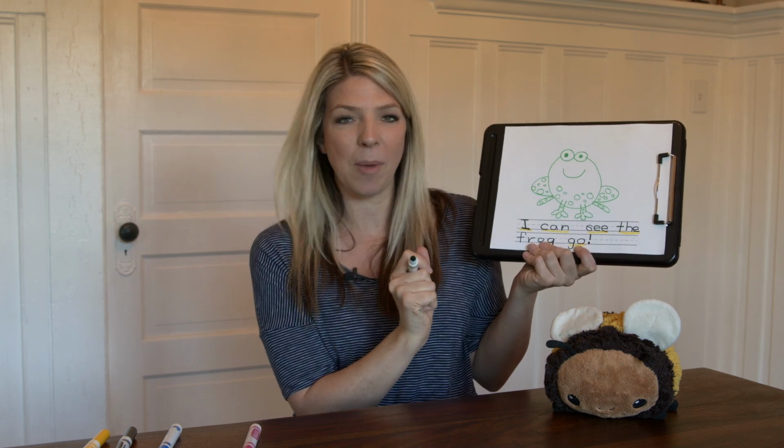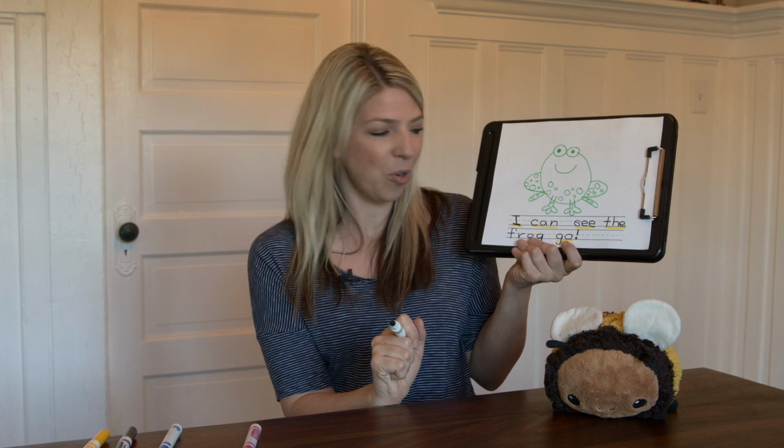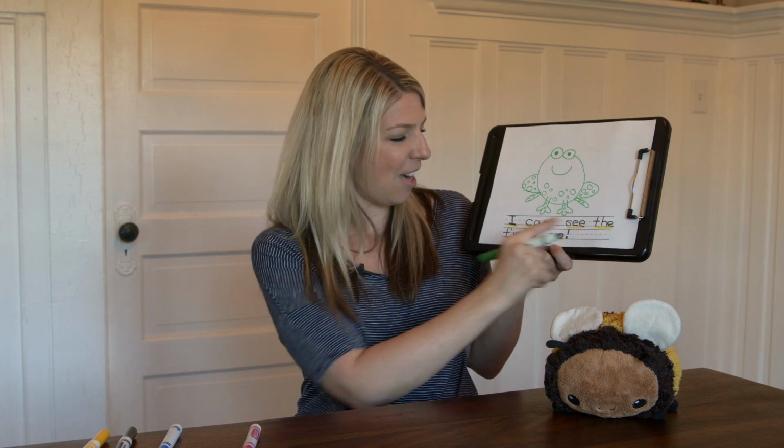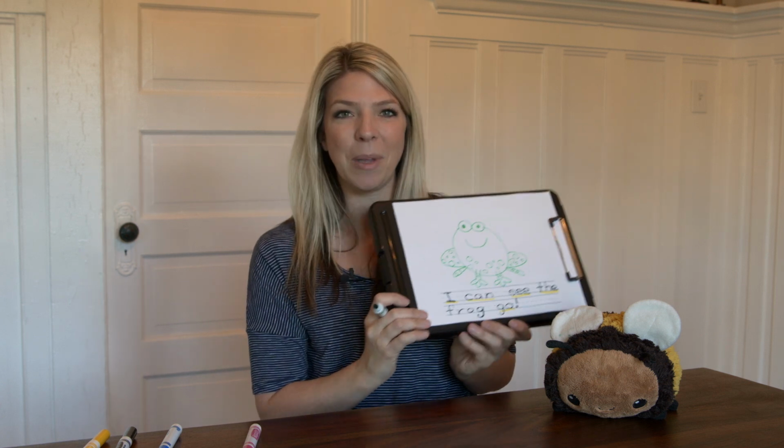And there you go, boys and girls. You can color him. You can make him in a swamp if you want, or put him in a tree. I can see the frog go. He's a happy jumping frog.